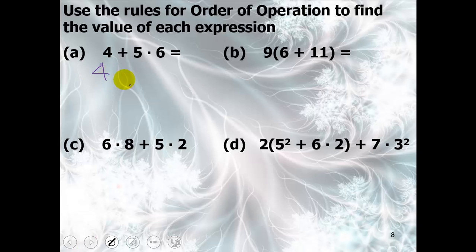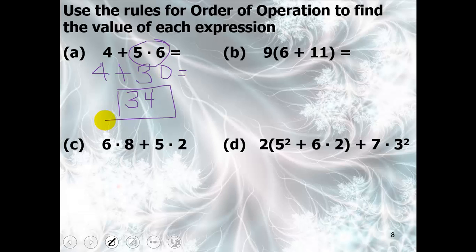So I have 4 plus, and then I'm going to multiply 5 times 6. All right? Now I go back and I look and I say, do I have any addition or subtraction? Yes, I have addition. And there's my final value of that expression. I used my order of operation to find the value of that expression. All right? Let's try B.